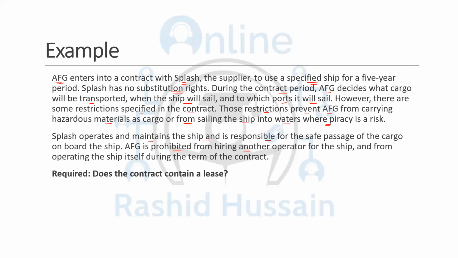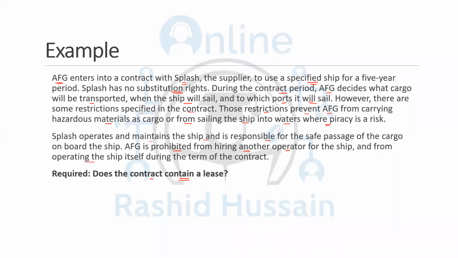Splash operates and maintains the ship and is responsible for the safe passage of the cargo. AFG is prohibited from hiring another operator for the ship and from operating the ship itself during the term of the contract. So the requirement is, does the contract contain a lease? If it is a lease contract, then the lessee would be recording that as a right of use asset. And if it is not a lease, then it's a contract for service, which should be recorded as an expense. So what do you think it is? So it's a lease contract. It's not a contract for service.